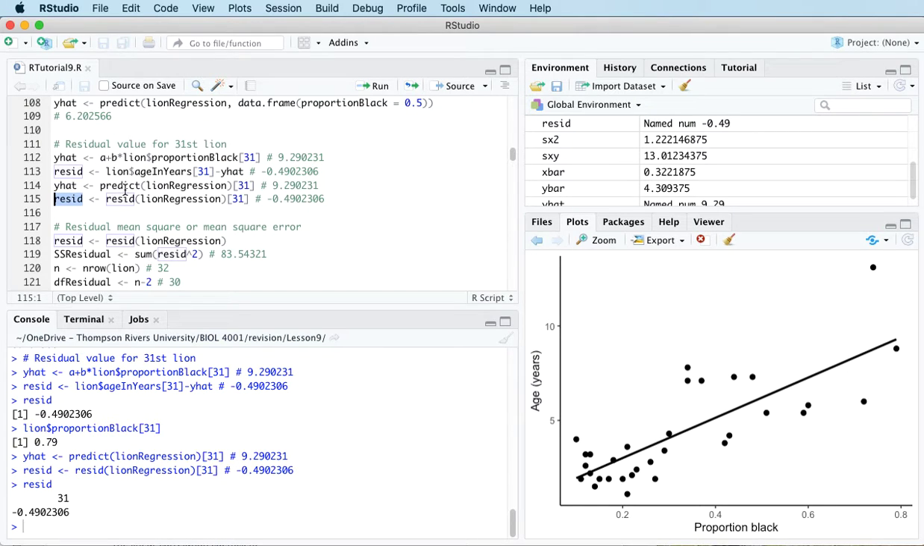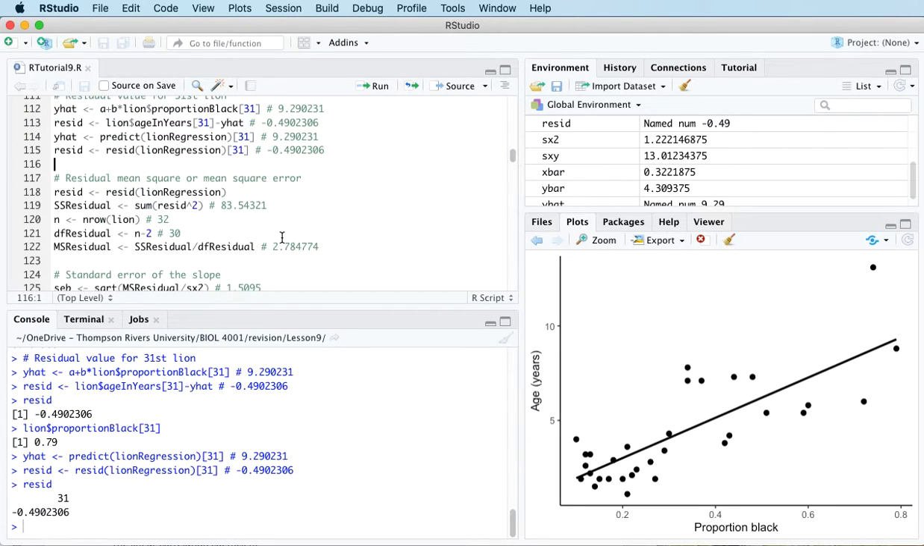And again, it's probably better to use these inbuilt functions than to try and do it longhand like this. So those are residuals.